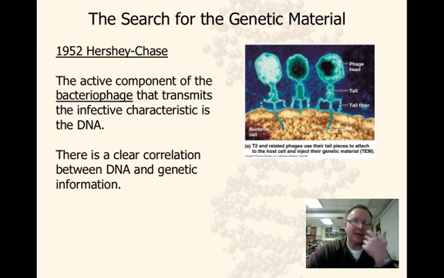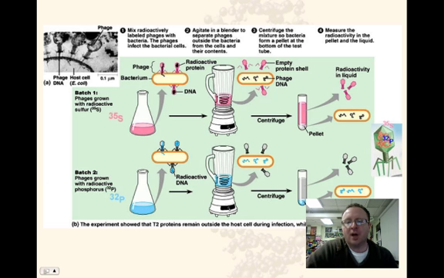So ultimately in 1952, Hershey and Chase were able to draw a very clear correlation between DNA and the genetic information by doing their experiment. Now I'm going to take a moment just to show you the experiment that they did here. This is referred to as the blender experiment. It's a very famous experiment in the history of genetic research.